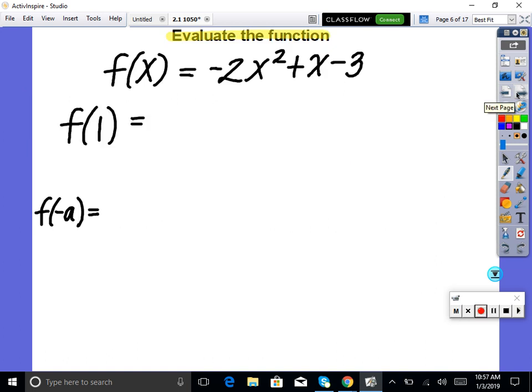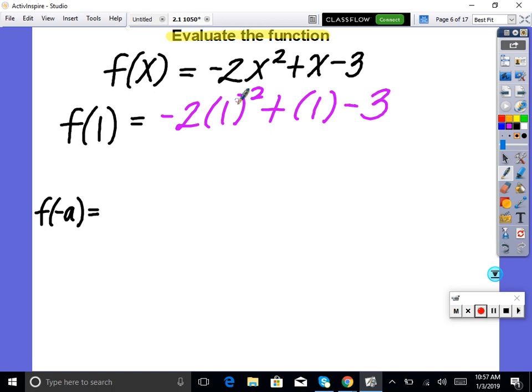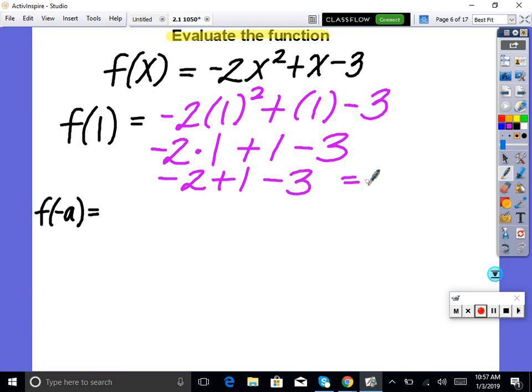Alright, now it says evaluate the function. Super easy stuff. If it says f of 1, we plug in a 1, so we have negative 2 times 1 squared plus 1 minus 3. Notice I used parentheses and replaced x with a 1. Calculating correctly, negative 2 does not go in. Isn't negative 2 times 1 squared... 1 squared is 1? So we have negative 2 times 1 plus 1 minus 3. Then that's negative 2 plus 1 minus 3, and then you would just add straight over. Negative 2 plus 1 is negative 1. Negative 1 minus 3 is negative 4. So my answer, f of 1, is negative 4.